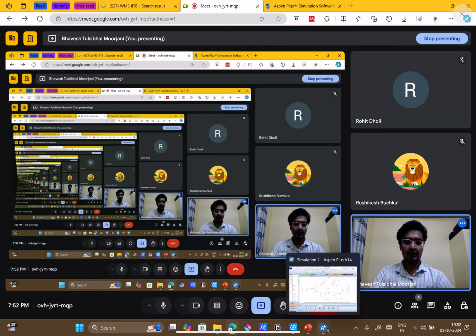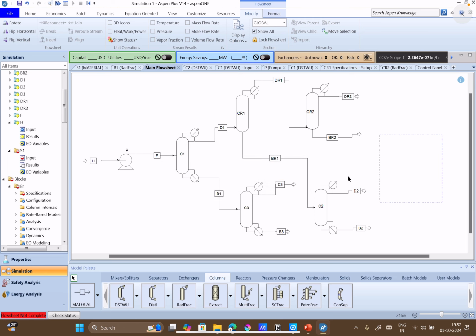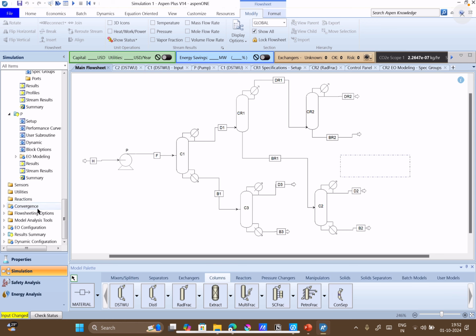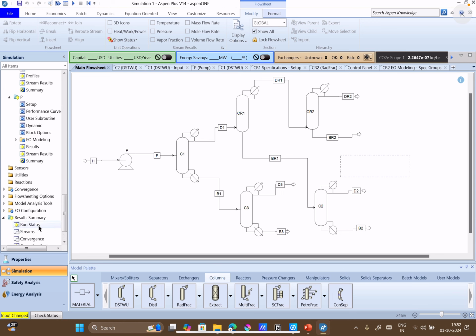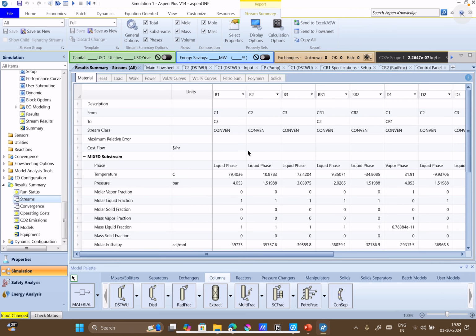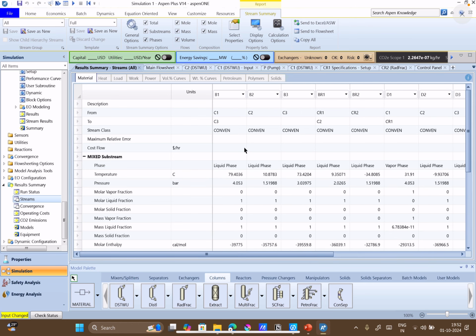Yeah, sorry. So coming back to our problem, here we just wanted to see how this separation has worked out. So go to the stream results part at the bottom, result summary and streams. So this is the complete data given. First let's look at what is happening at each individual block and where the separation is happening. We have our feed F, which is fed to C1. From C1 we get a D1 and bottom product B1, right?